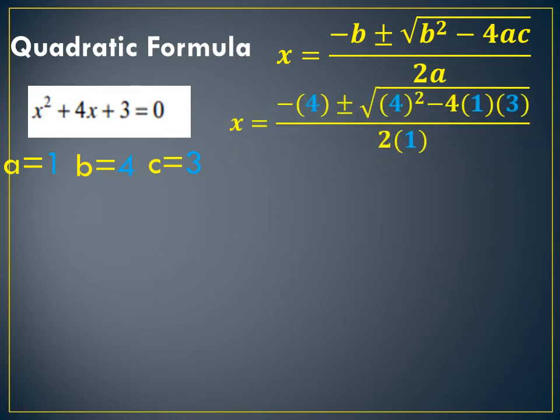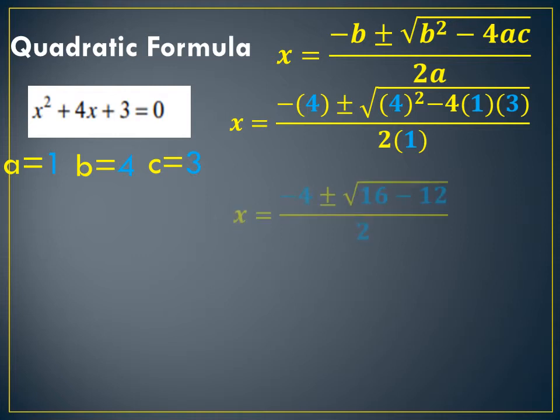So here, we will substitute all the values of the letters. From the quadratic formula, it becomes x equals negative 4. We substitute 4 to b. Positive or negative square root of 4 squared minus 4 times 1. 1 came from the value of a, and times 3. 3 came from the value of c, all over 2 times 1. Again, 1 came from the value of a.